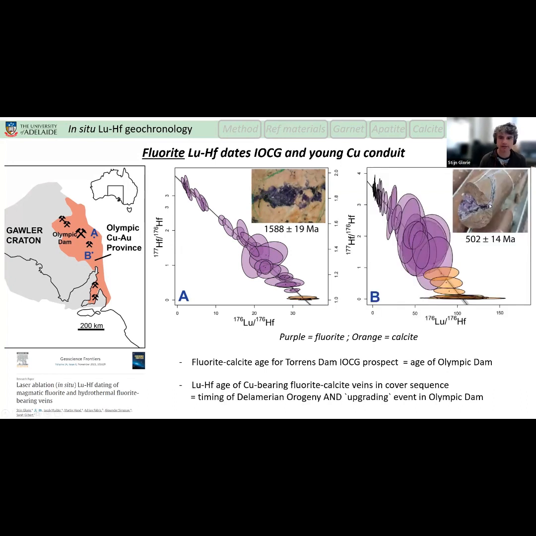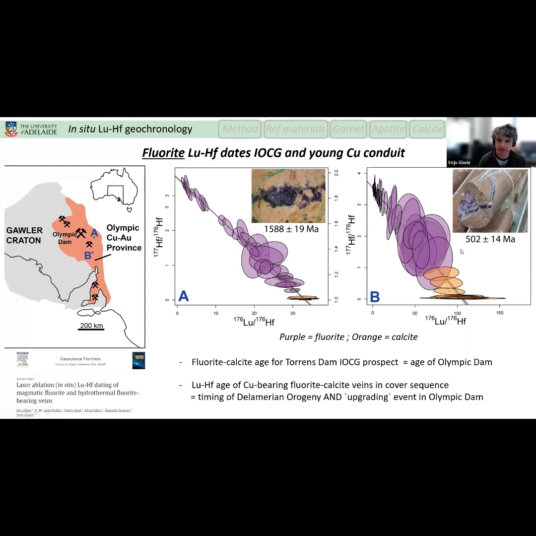So that's the age for the basement rock, and then the fluorites in the overlying cover sequence in location B, a sandstone unit in the superbasin above it, gave an age of 502 million years. So what that potentially might mean is that we are dating an event that transports, I haven't said before, but again, there's copper inside these fluorites, so you're transporting copper as well in those fluids. So we might be dating that transport of copper from the basement towards the cover.